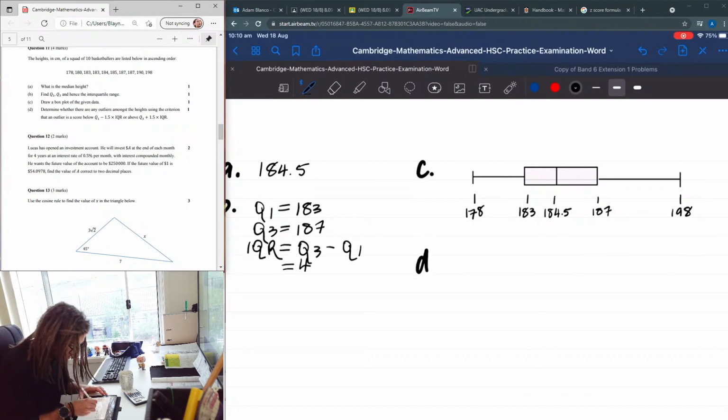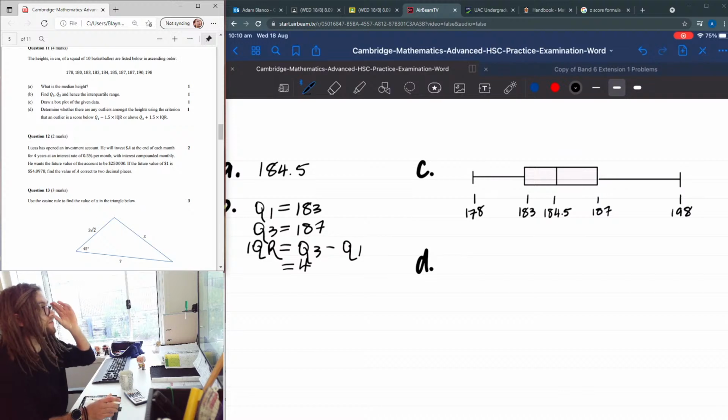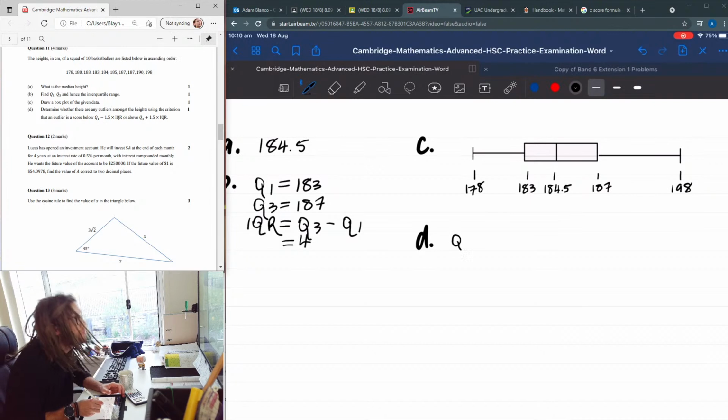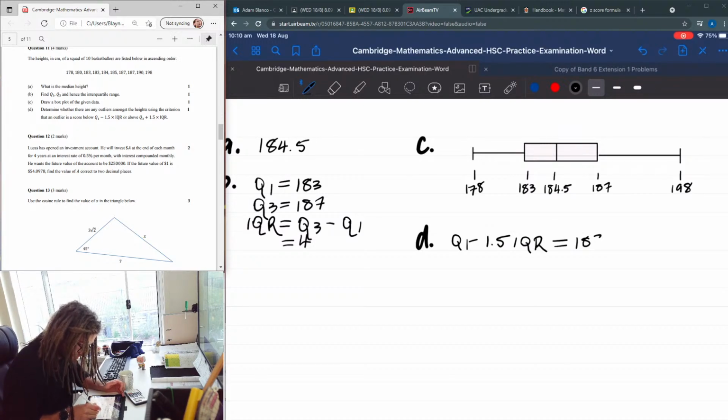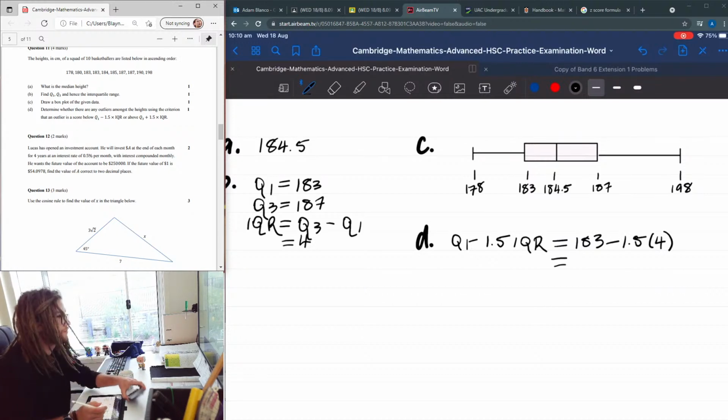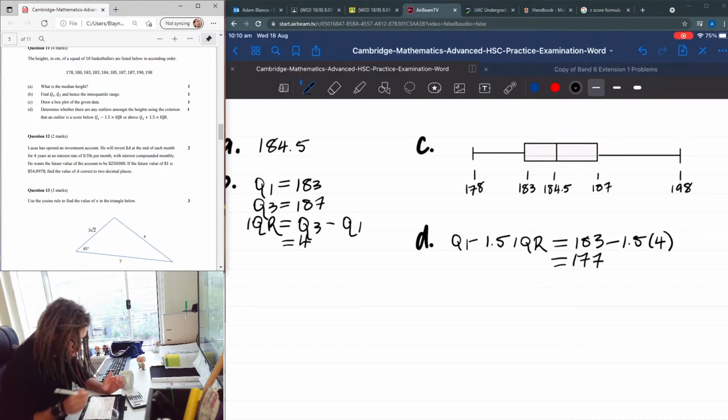I like that D. Determine whether there are any outliers amongst them. Okay, so that's nice. Actually gives me the equation for outliers. So let's go with the first one. It's Q1 minus 1.5 IQR. Okay, that's equal to 183 minus 1.5 times 4. That's equal to, oops, I've got the answers here. It's equal to 177. Okay, so there's no lower outliers because 178 is the lowest.